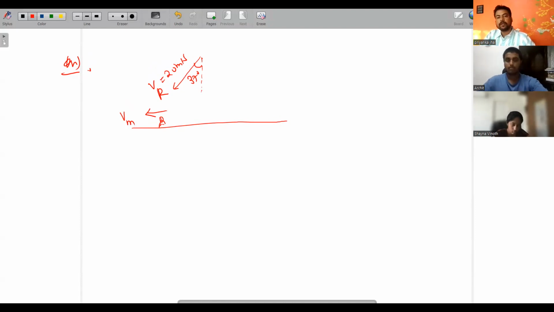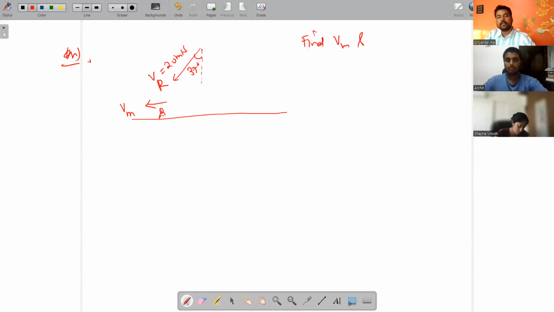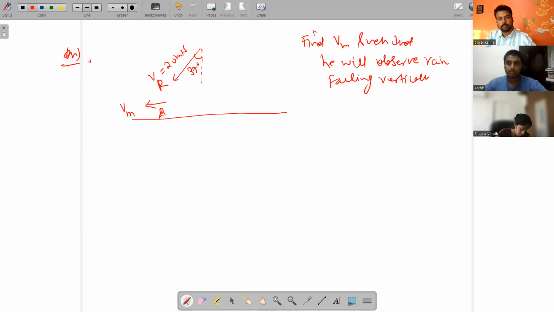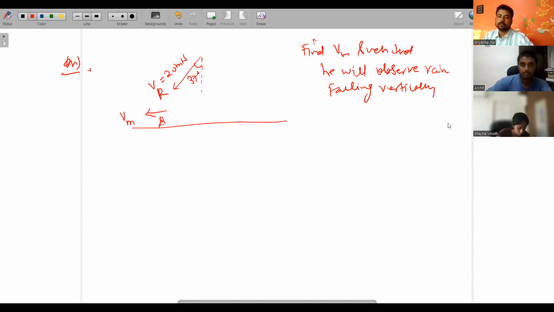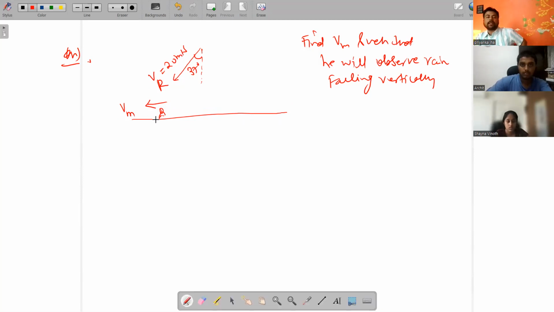You have to find the velocity of man such that he will observe rain falling vertically. So at what speed man has to run so that man will experience rain is falling vertically. So is the man moving left direction or right?